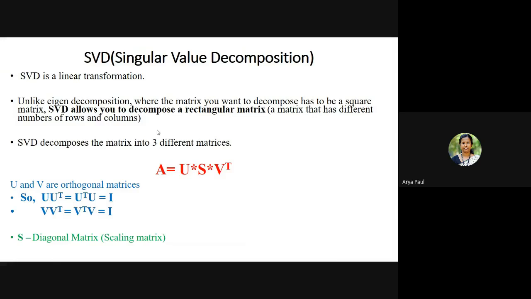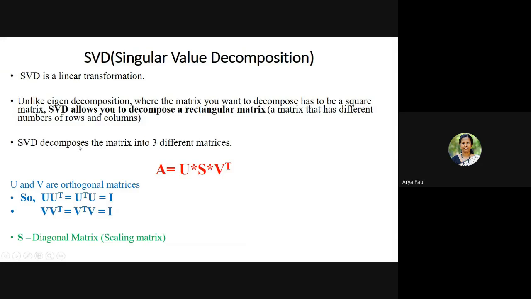What do you mean by a square matrix? A square matrix means the number of rows is equal to the number of columns. So eigenvalue decomposition is for a square matrix, whereas SVD allows you to decompose a rectangular matrix. A rectangular matrix has a different number of rows and columns; the number of rows and columns are not the same. So SVD allows you to decompose a rectangular matrix, whereas eigen decomposition can be applied only to a square matrix. That is the difference between eigen decomposition and SVD.